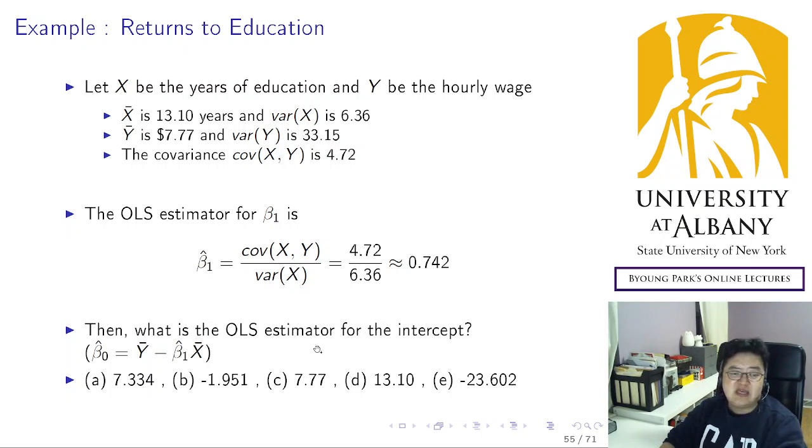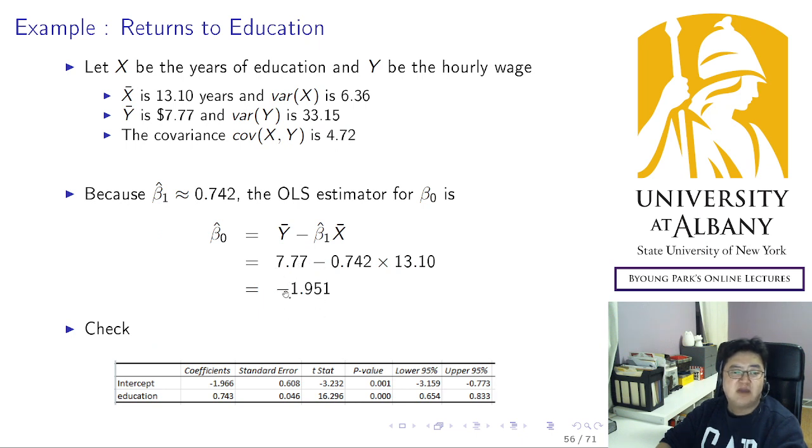And now you learned the slope. Then what is the estimator for the intercept? Right? Remember this formula. Also use this information. Try to calculate the intercept. Okay, if you have done, we'll show you the answer. It is minus 1.951. Just plug in the average of y, average of x, and the calculated slope. It's pretty straightforward, right?